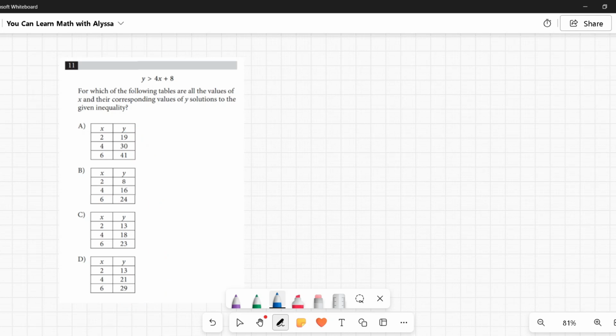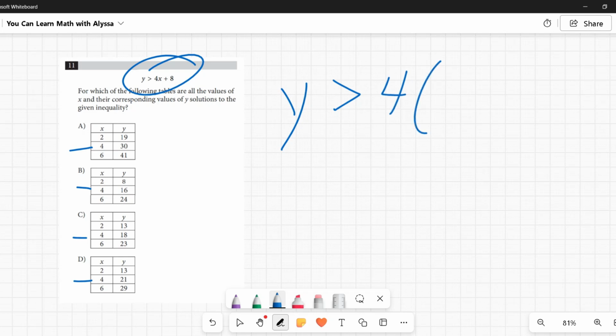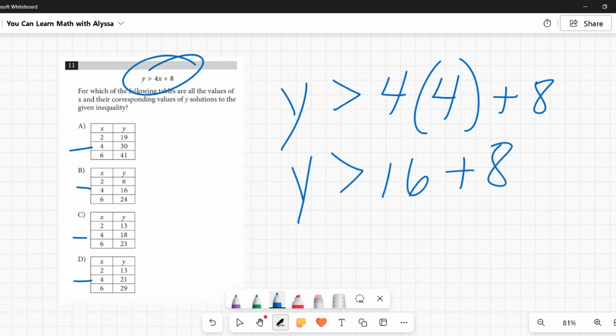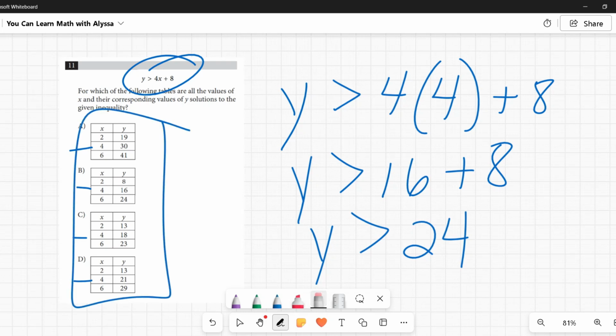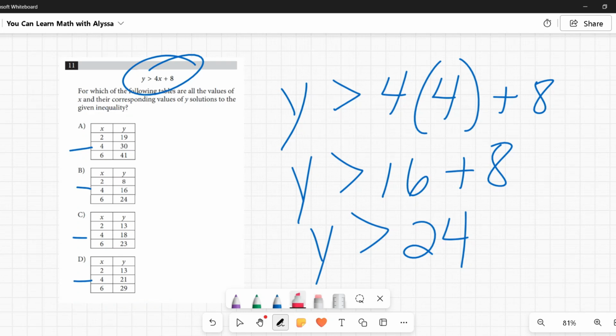Okay, so let's start not with 2, but with 4. I'm going to plug 4 into here. Y is greater than 4 times, my x is 4, plus 8. I don't know why I put that extra parentheses. It's just hanging out there. So y is greater than 4 times 4 is 16, plus 8. Y is greater than 16 plus 8 is 24. So I'm going to look over here and see which of these has a y value that's greater than 24. All right, this one does, 30, so that's a possibility. 16, nope. 18, nope. 21, nope. Looks like we have our answer here with A.